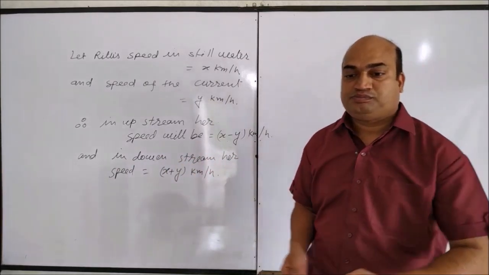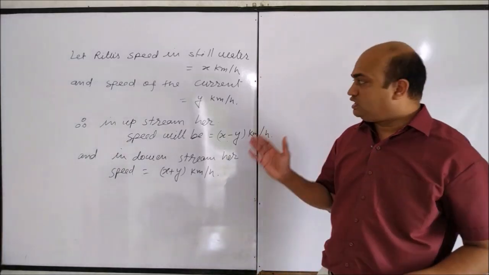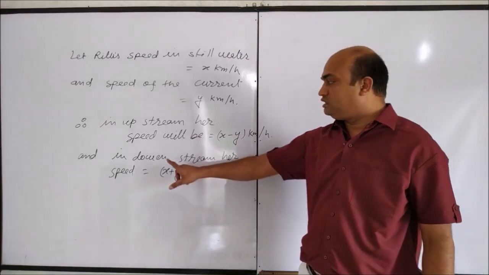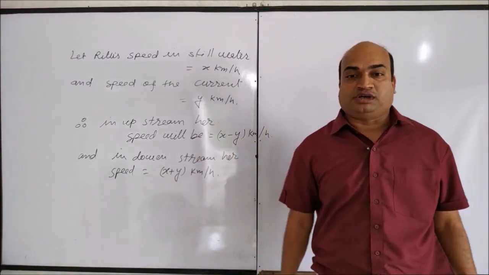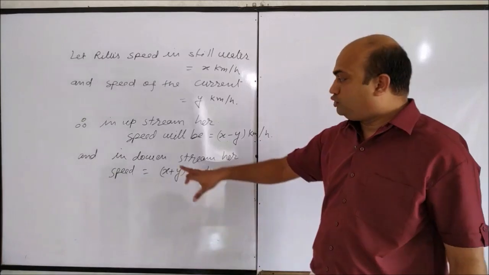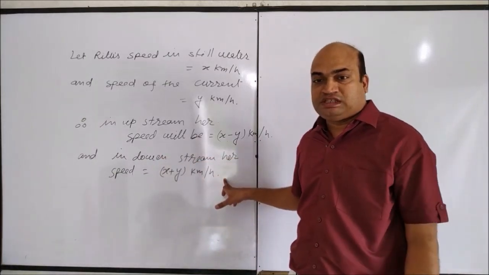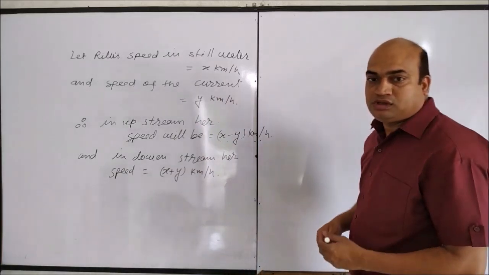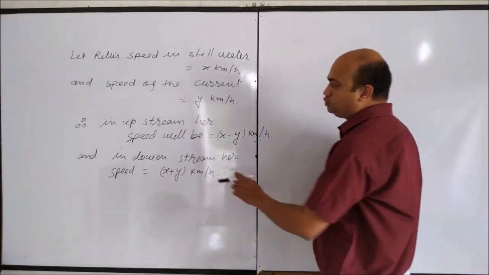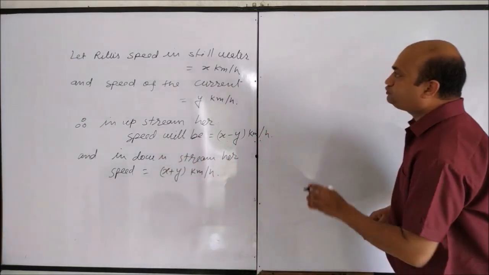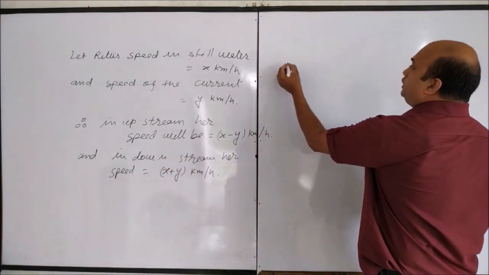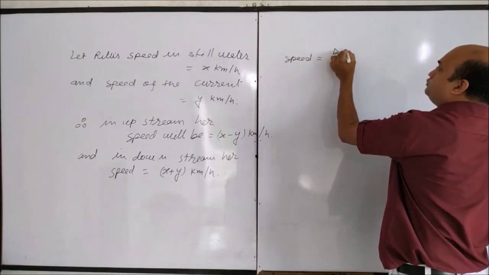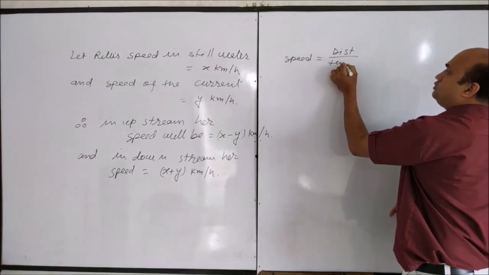in upstream she has to move in the opposite direction of flowing of water, and in downstream stream will help her to move. Therefore, in downstream speed will be increased and in upstream it will be reduced. Now we have the formula speed equal to distance upon time.